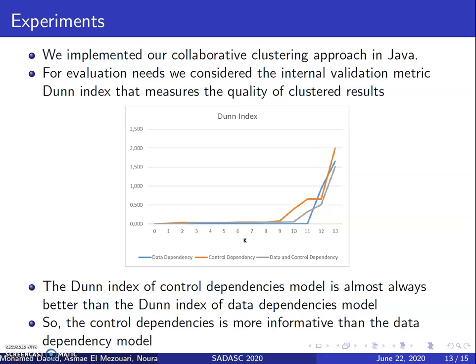We implemented our collaborative clustering and tested it by using our generated matrices. For each model, we measure its Dunn index along with time index. This test shown that the control dependency model is more informative than data dependency model.